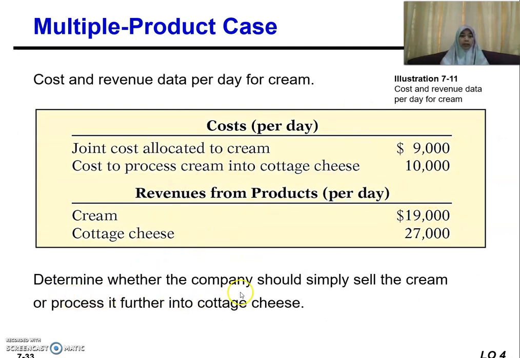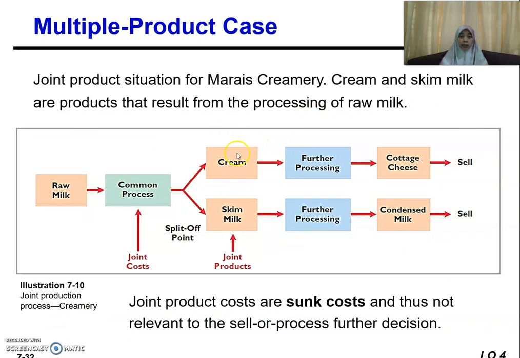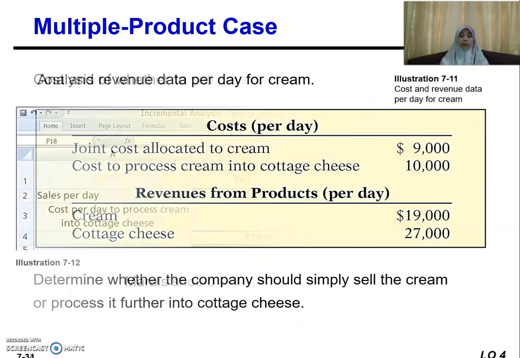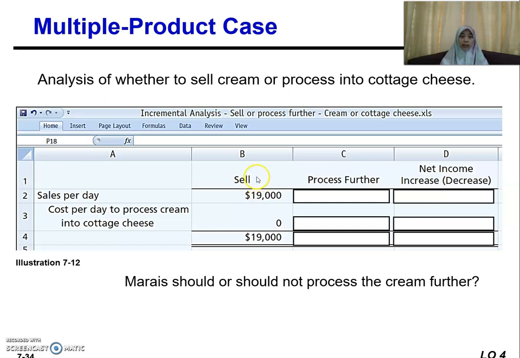Question: determine whether the company should simply sell the cream or process it further into cottage cheese. So the question is whether you want to sell now or further process and sell it as cottage cheese. Again, you compare the incremental revenue and the incremental cost. If you were to sell at its current state, the sales per day will be 19,000. And the cost per day to process cream into cottage cheese, you don't need to further process. So you just get the revenue and there is no additional processing cost.